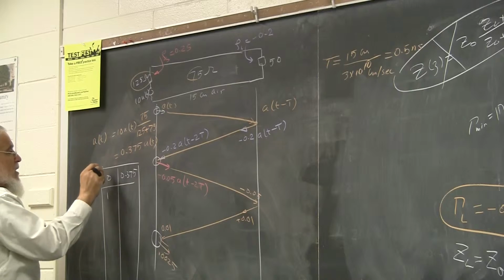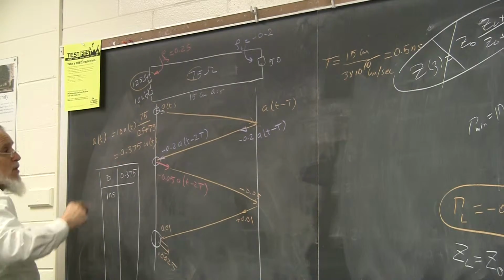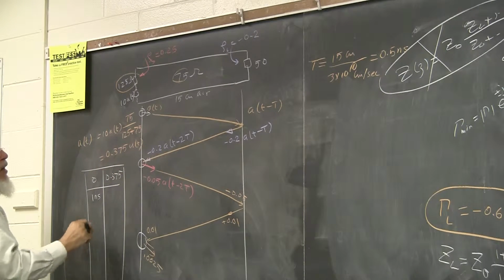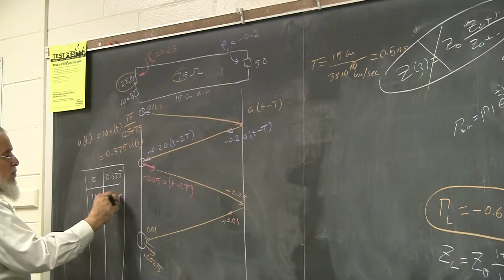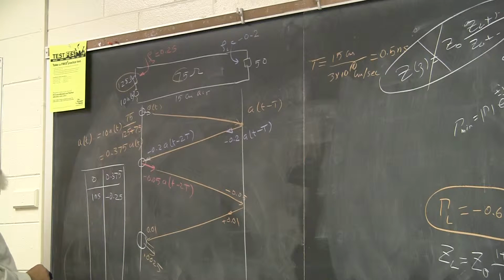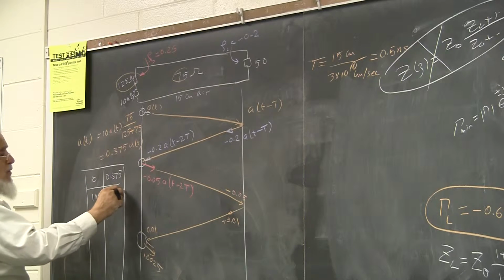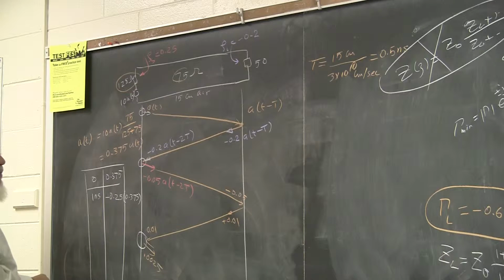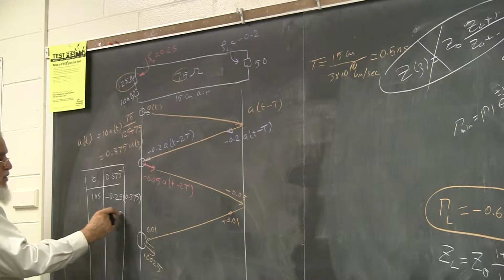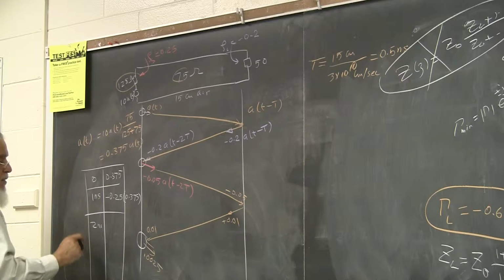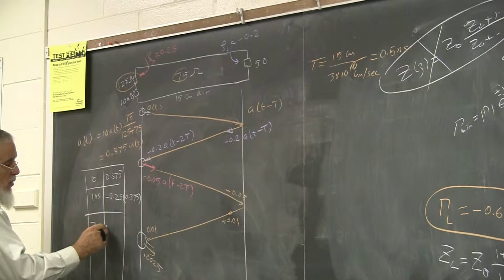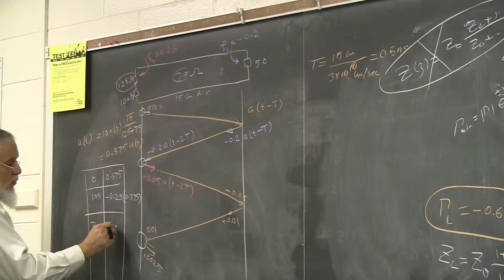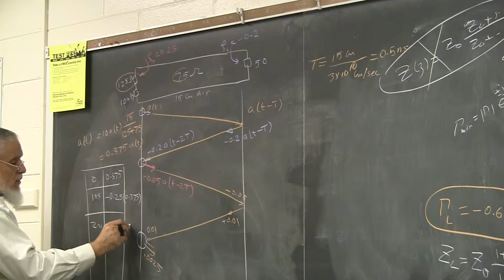At 1 nanosecond, which is a round trip of 2 times 0.5, I see additional minus 0.25 times 0.375. And right here I see additional at 2 nanoseconds, 0.0125 times 0.375.